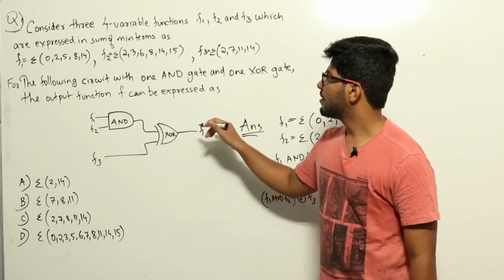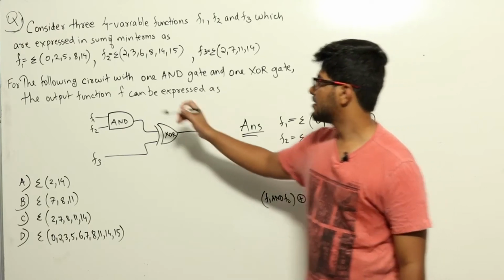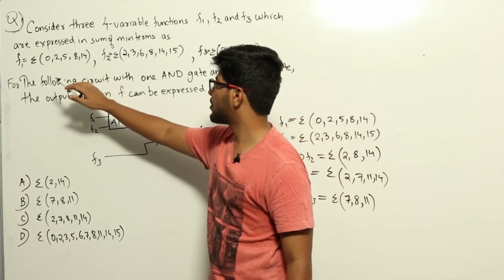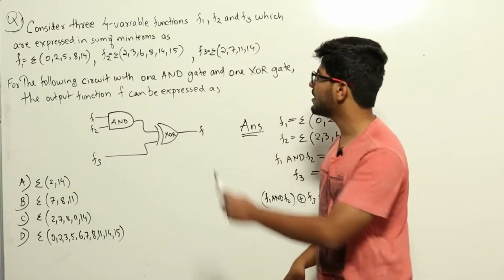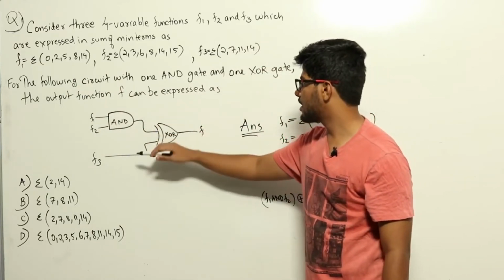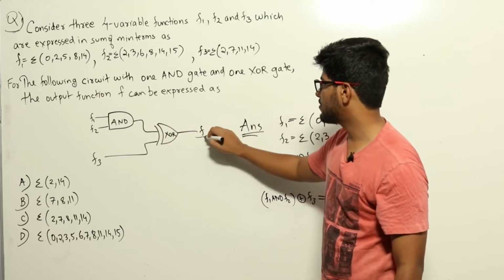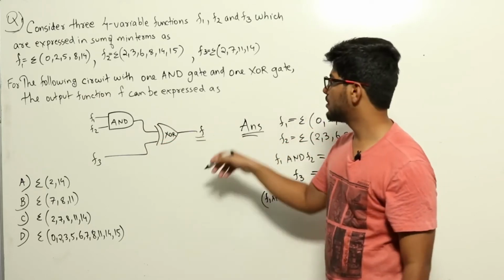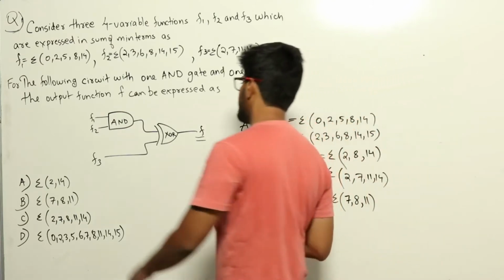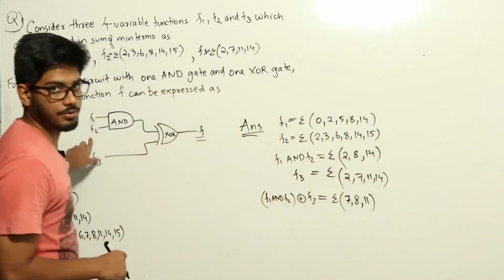Now this is a question from the digital logic section. One way to do this is to find the minimum sum of product form for f1, f2 and f3, then find f1 and f2, do the XOR with f3, and try to find out what the function f stands for. But we don't need to do all that in order to answer this question. If you see, initially we have to do f1 and f2.